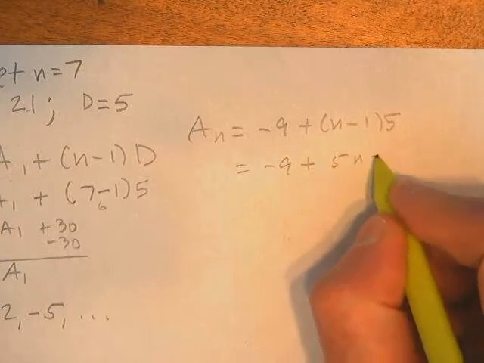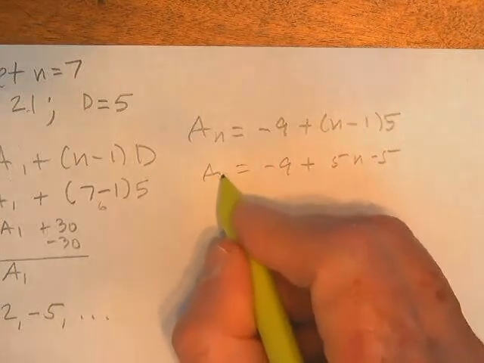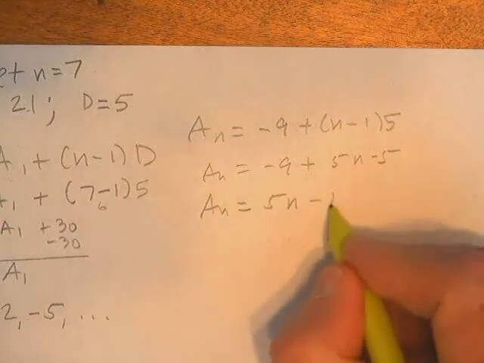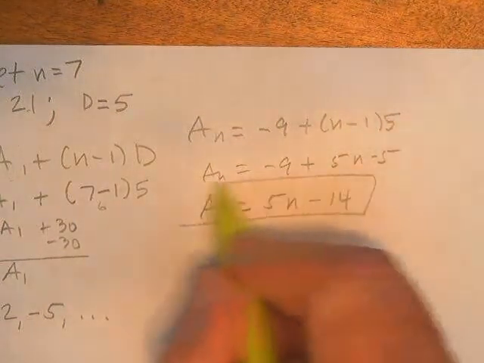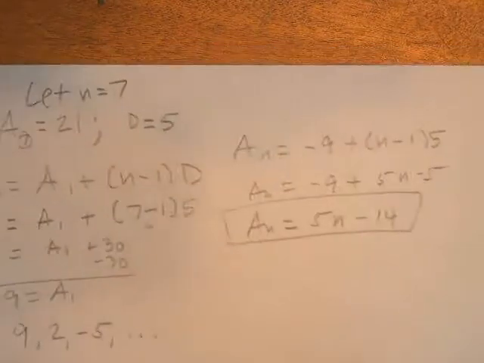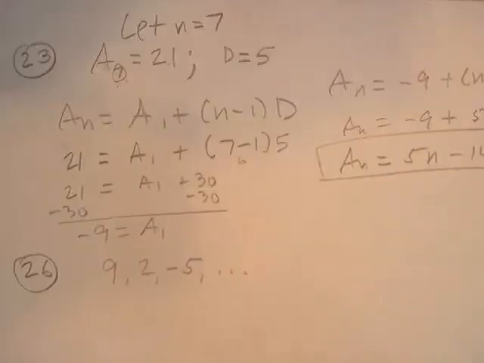Distribute the 5. And here's your final answer, 5n minus 14. So we got 5n minus 14. Okay, so that should be okay on that.